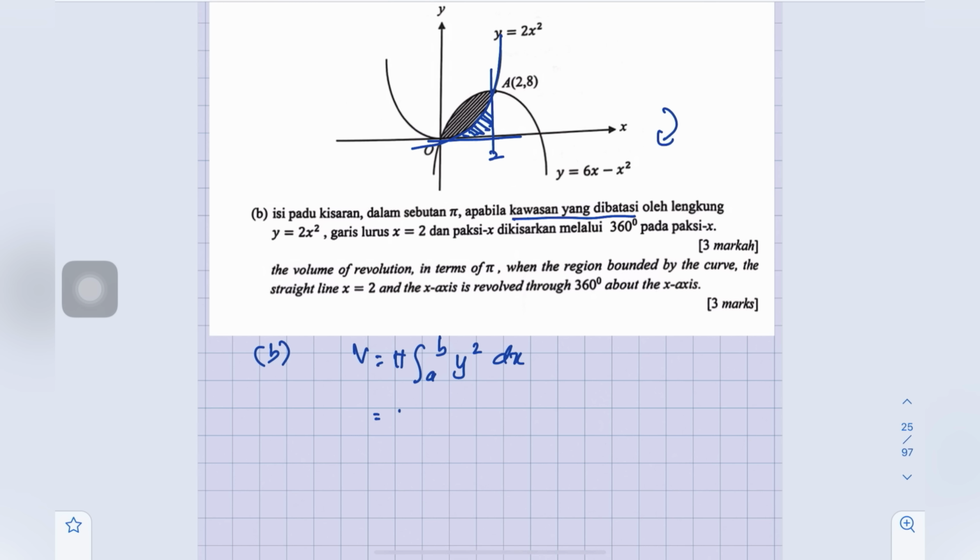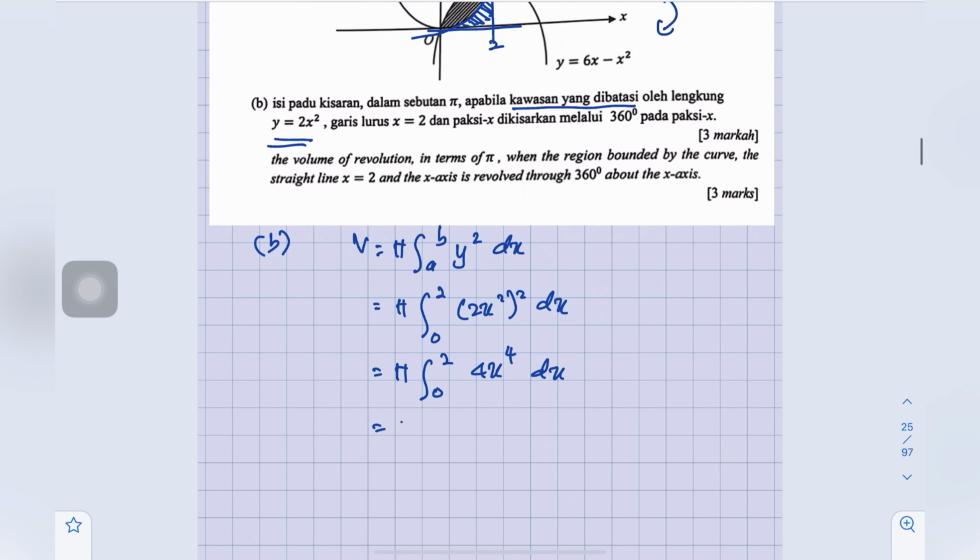Okay, so we just substitute into the formula. Limit 0 to 2, pi integral of y squared. Just now, this one. So if y squared is 2x squared, squared dx. So this one is pi, 0 to 4, x to the power of 4 dx. Okay, so then we integrate.